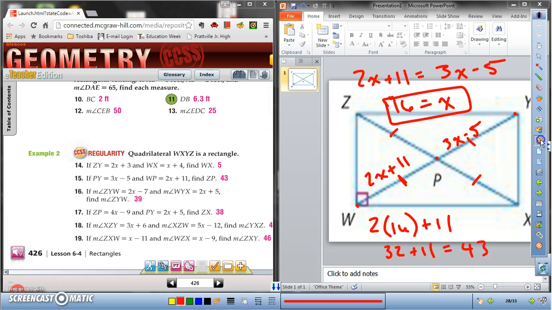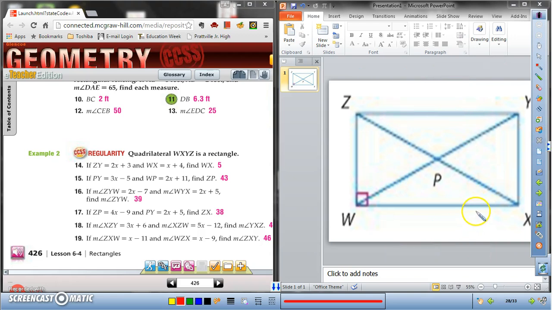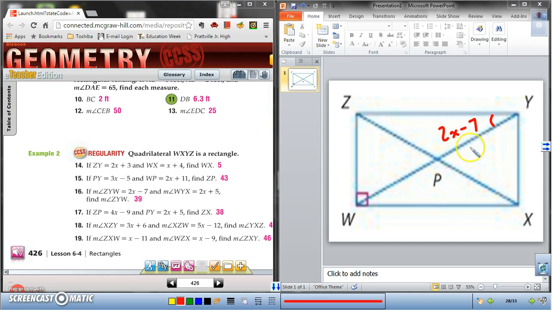Number 16. Now I'm looking at angles instead of side lengths. I've got angle ZYW, from there to there. That's my angle that is given as 2x minus 7. Then I have WYX, so this angle is given as being 2x plus 5. And what you're asked to find is ZYW.